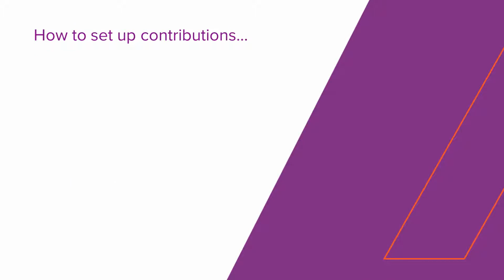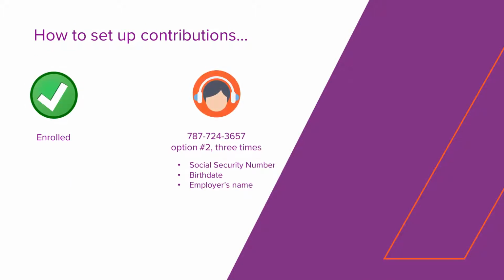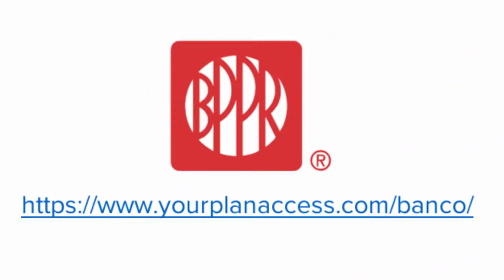Once you receive the enrollment confirmation from the Talent Benefits team, you will be calling Banco Popular's customer service to complete the registration at the phone number on the screen. Option 2 three times. Be ready to provide the following information. The customer service representative will provide you with a temporary password to access the platform.